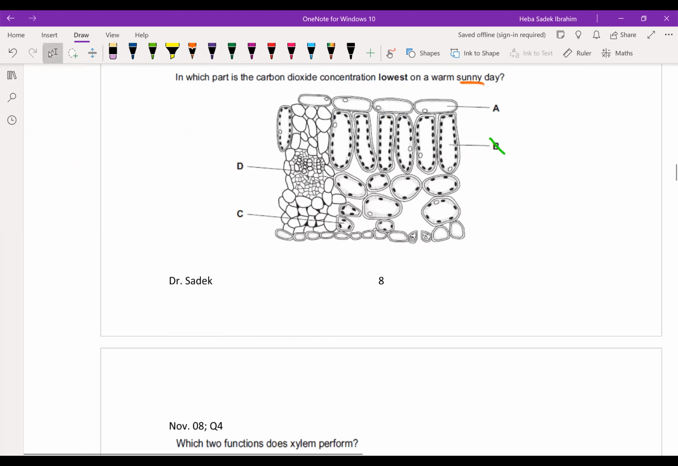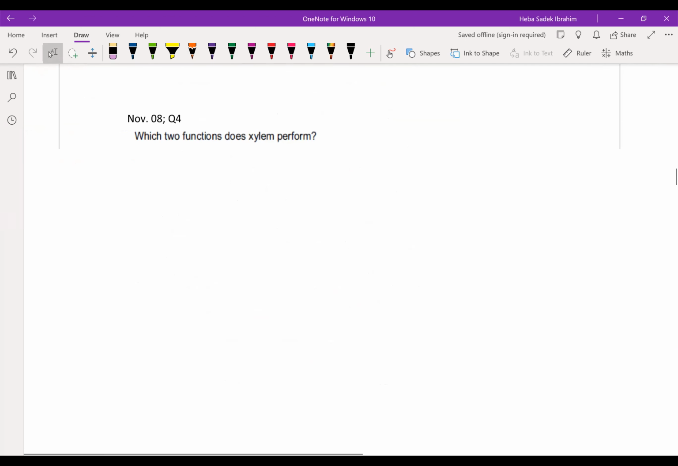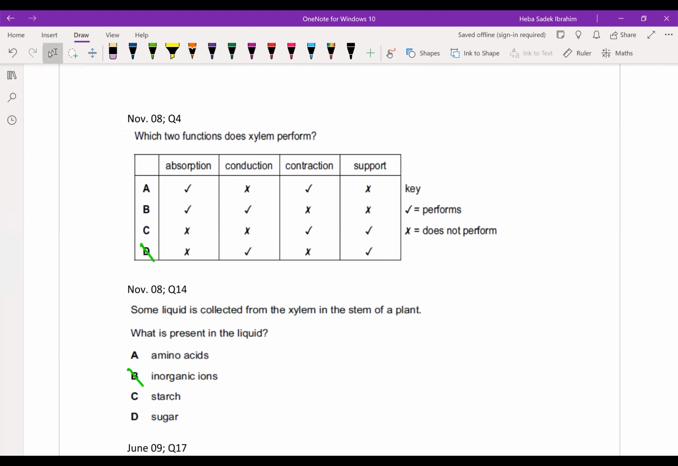كلام جميل. طيب الزايلم بيعمل ايه؟ والله الزايلم بيعمل transport and support. فده حاجات tic tac questions مش كده؟ دي one of the tic tac questions. Straightforward facts ما فيهاش كتر كلام. الزايلم بيعمل support and transport. طيب ده كلام كويس جدا.